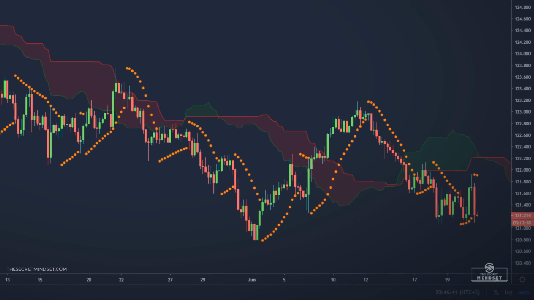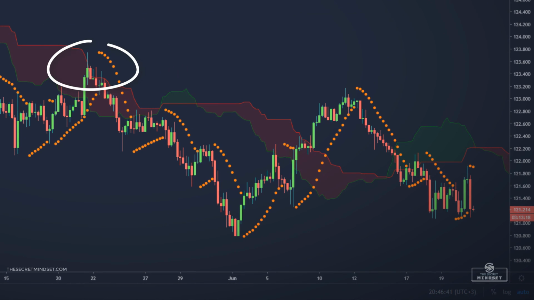Let's continue with our analysis. The price didn't manage to break through the cloud and resumed its downtrend. And here was a great short trade, which brought nice profits, followed by another winning trade here. Then we had another short signal, which was a losing trade or a break-even one, depending on the risk management adopted.